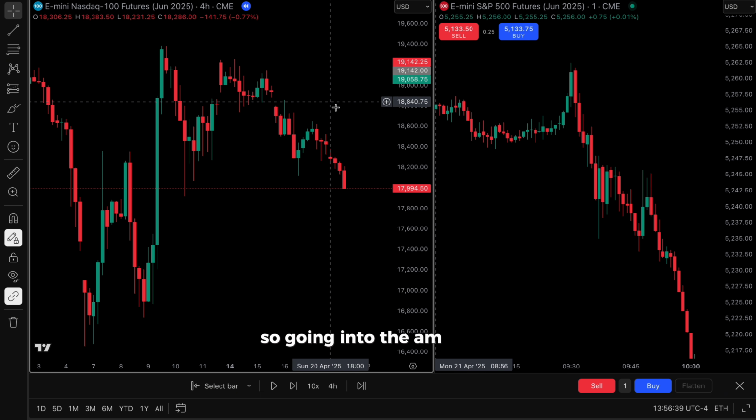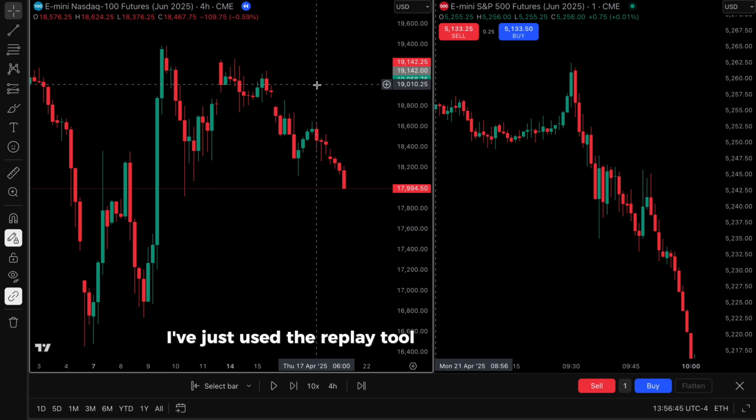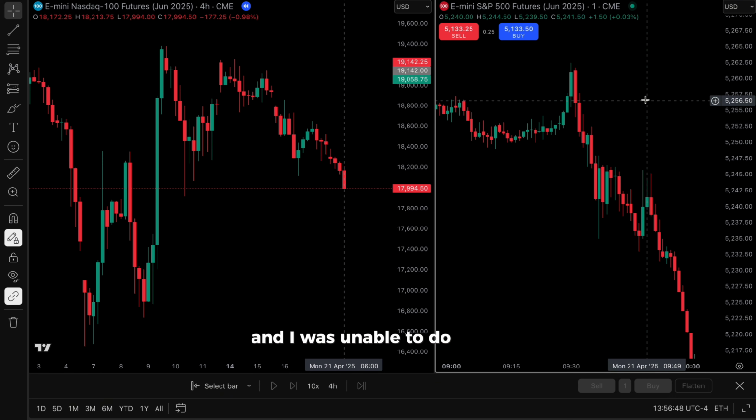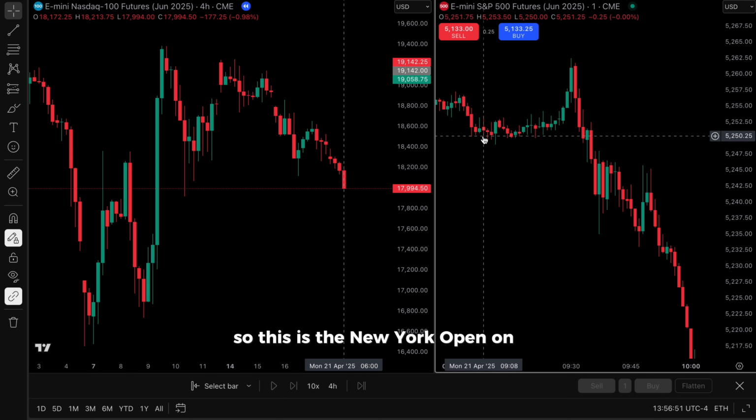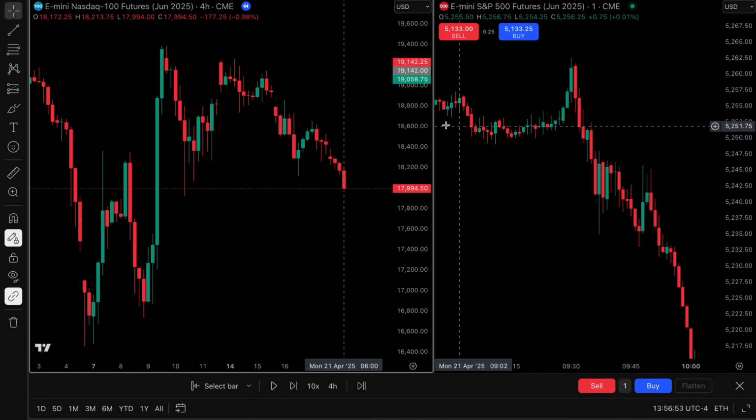Going into the AM session, I've just used the replay tool on TradingView here, and I was unable to do it on ES. So this is the New York Open on ES, and I'm on the 4-hour time frame on NQ as of now.